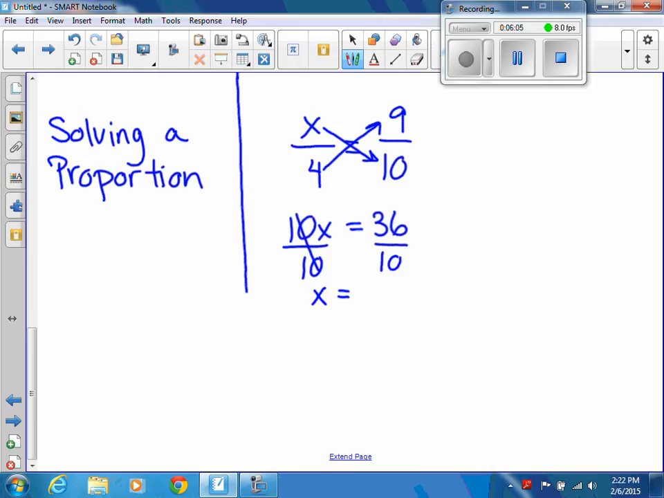And I have to do it over here as well. When I divide 36 by 10, I get 3.6. And that is my answer for x. Don't panic that it's a decimal or a fraction answer. That's okay. Sometimes in this case, when we're doing proportions, the numerator or the denominator may be a decimal or a fraction. So that shouldn't be anything to worry about when you see that.